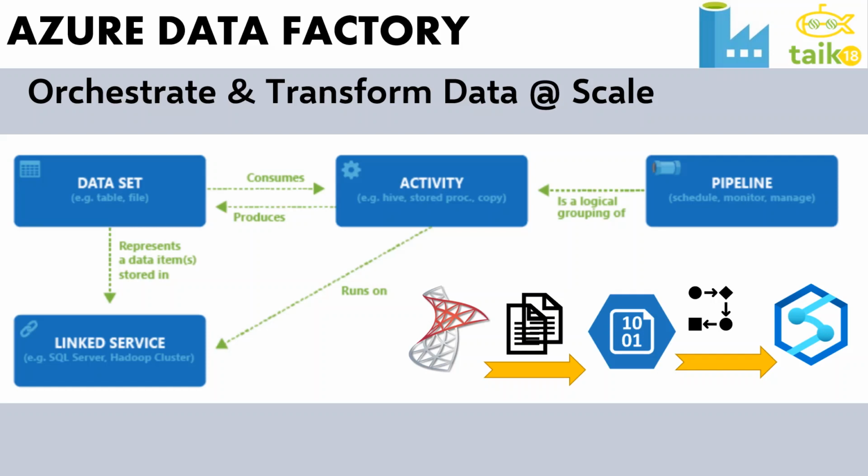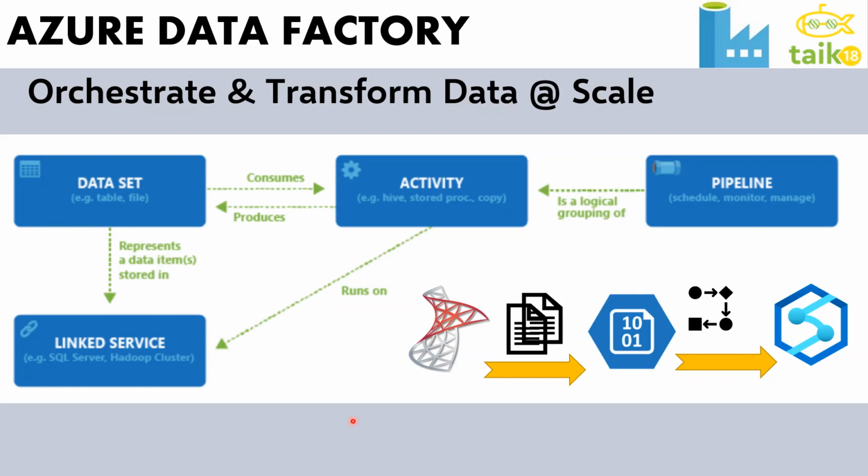In this process, the sequence of things we need to do is first create the linked services. Linked services are basically where we can define the connection strings of our data sources, like the SQL Server, Hadoop cluster, whatever data source we have. After that, we need to create datasets, which represent the data items stored in the form of tables or in the form of files. We can see the data inside that, and this helps to retrieve the data and to store the data.